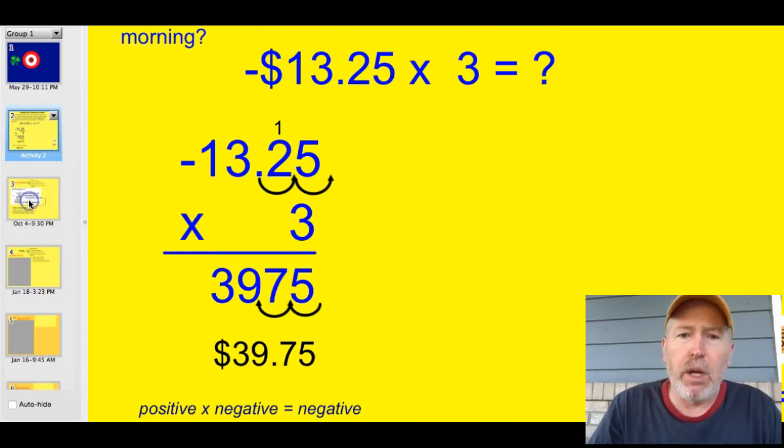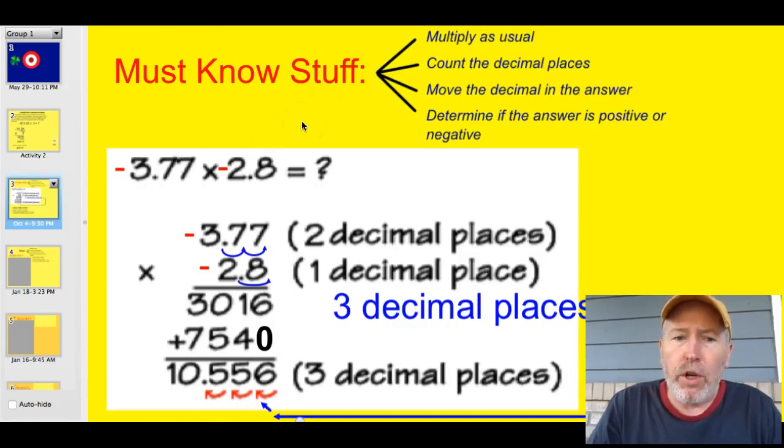All right, here's some must-know stuff. When you're multiplying negative decimals, or a decimal times a negative decimal, just go ahead and multiply as usual. Count the decimal places at the end. Move the decimal in the answer, and then determine if the answer is positive or negative.